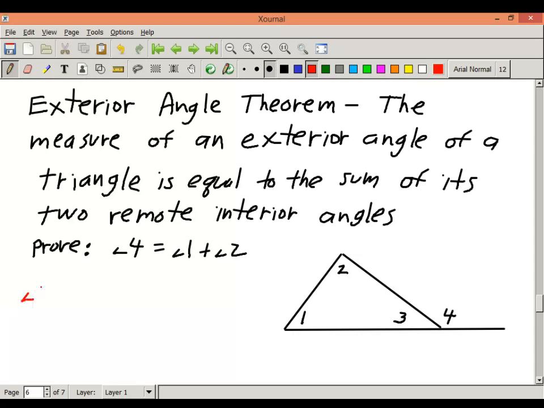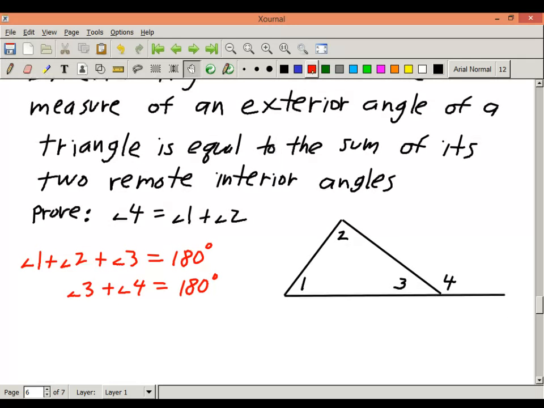We know that angle 1 plus angle 2 plus angle 3 equals 180. That's the triangle angle sum theorem. We also know that angle 3 plus angle 4 equals 180 degrees. That's because those two angles form a linear pair, right? If two angles form a linear pair, then they're supplementary.